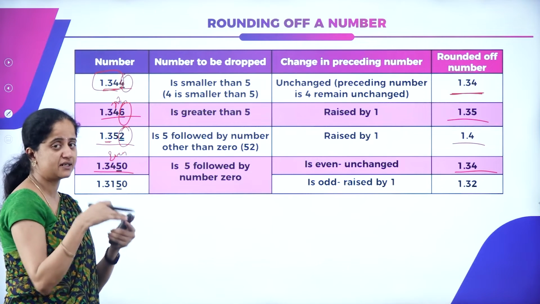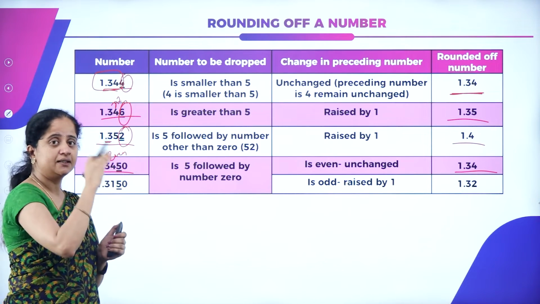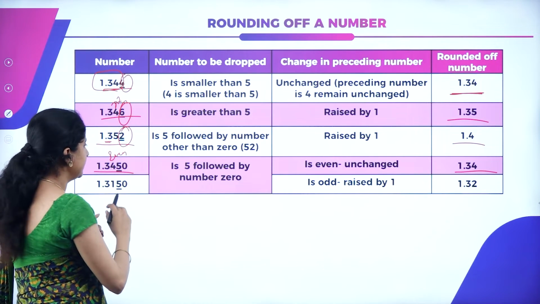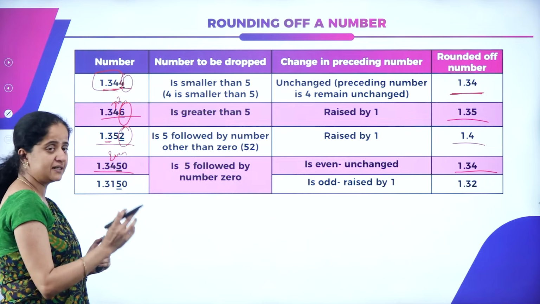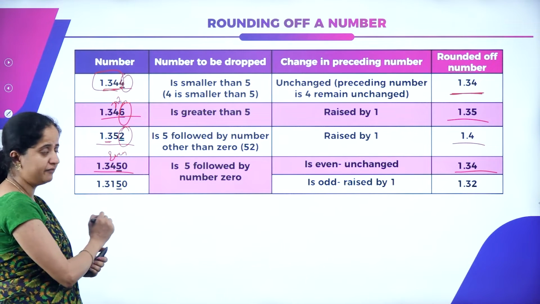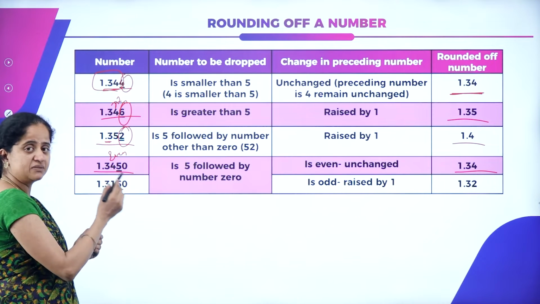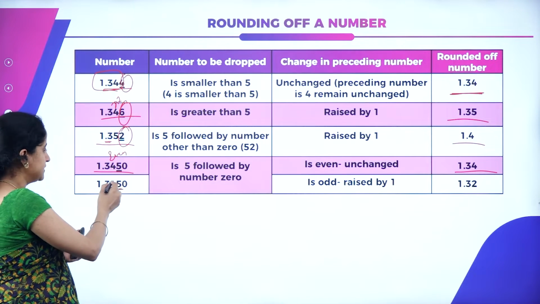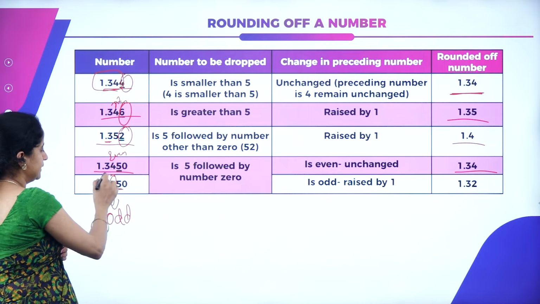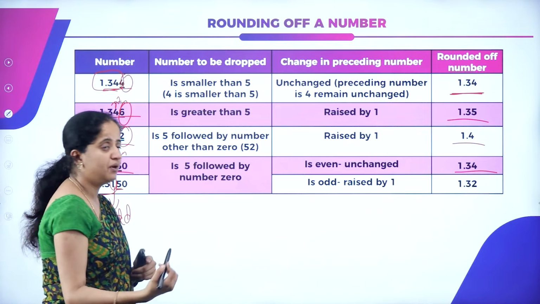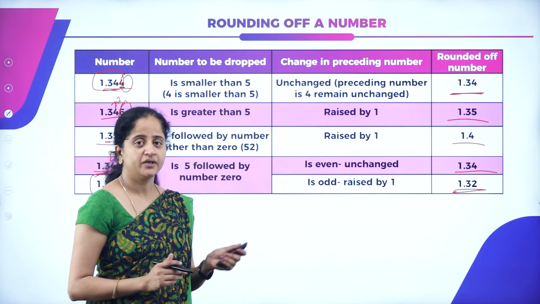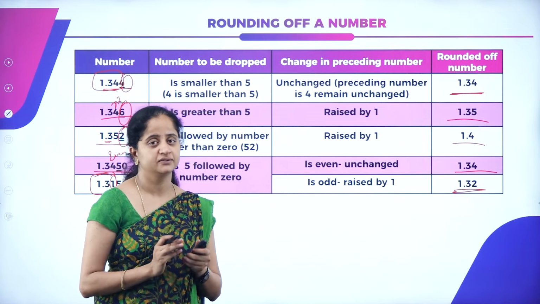Because it is even, the insignificant number here is 5 itself. It's not more than 5 or less than 5. So in this case, we must see the preceding number. If it is even, it will be left unchanged. If it is odd, it should be raised by 1. So let us see the next example to understand this better. I have 1.3150. Here 5 is the number, which means you have to see the preceding number. The preceding number is 1, which is an odd number. So the preceding number will be raised by 1 and the number will be rounded off to 1.32 according to the rules of rounding off.